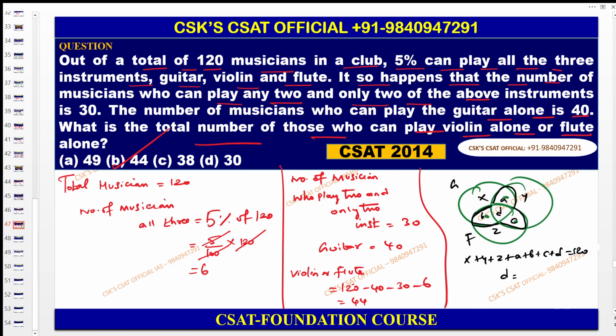Then D alone we are able to find here. So what is the D alone? 5% means 6 here. Then what has been provided? A plus B plus C, that has been provided here 30. Then X has been provided here 40. Find out the difference here. Total 120 minus, subtract these things, 76, which is equal to 44. You can go with any method, Venn diagram, or else you can go with a normal method also. Okay, fine. Shall we move on to the next question?